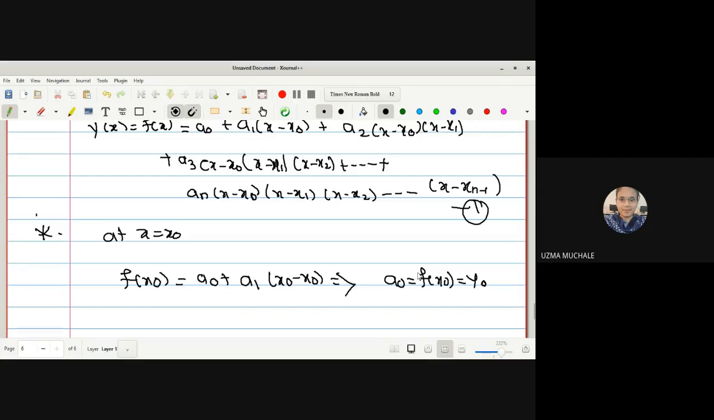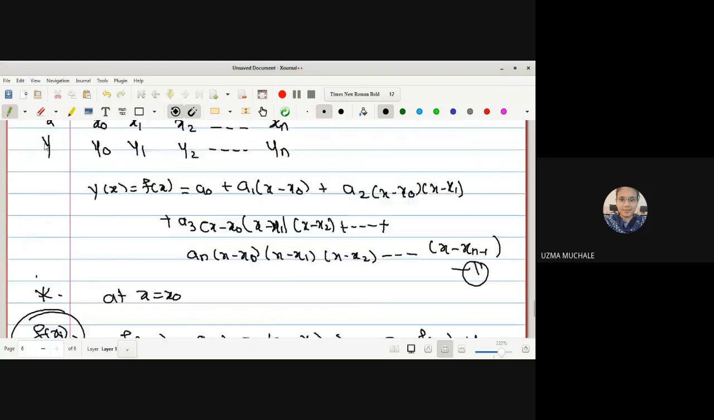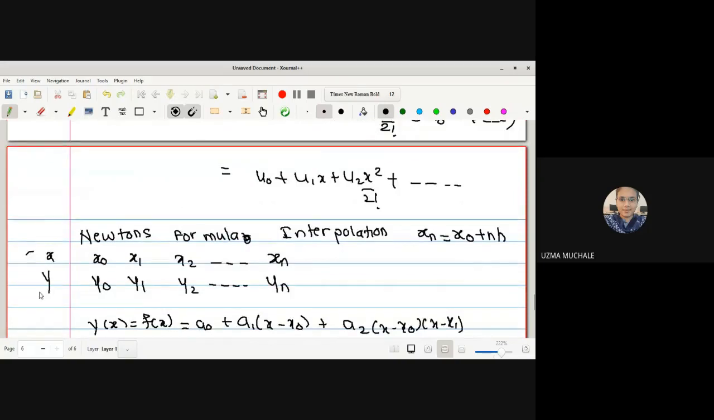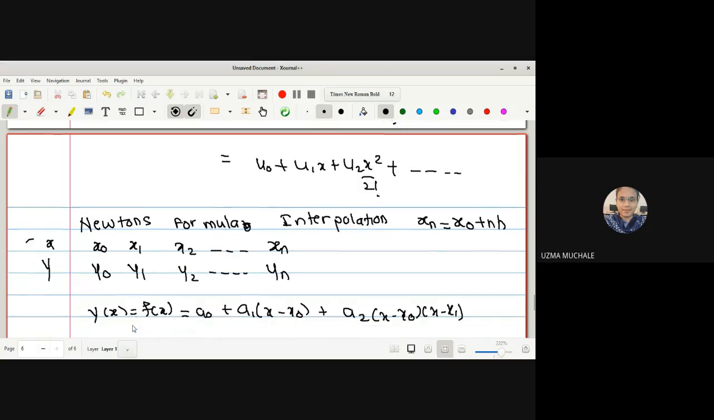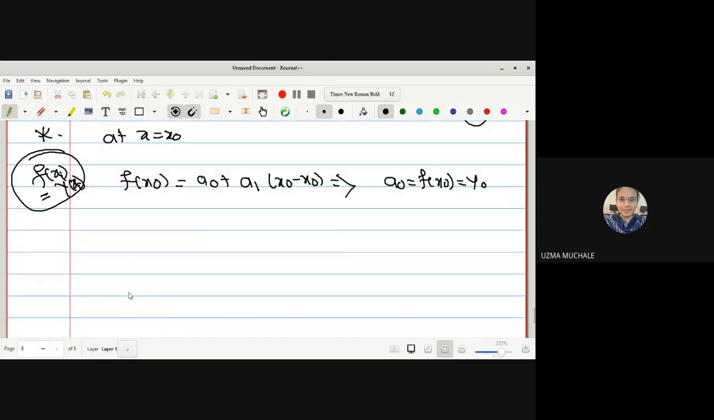F of x naught means a new polynomial f of x we are finding in such a way that it agrees with y for every value of x. It is the same thing which we have done for Lagrange's. We have a set of values, and actually we don't know what y is, so we are going to find a polynomial f of x in such a way that it satisfies the conditions of y. We have found y naught.